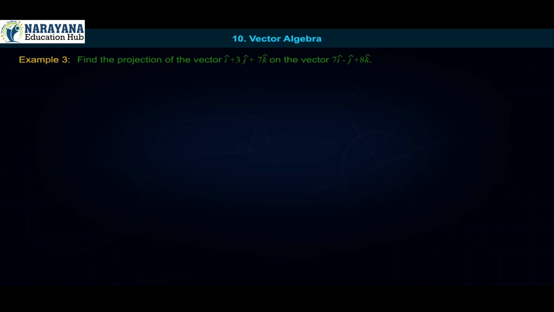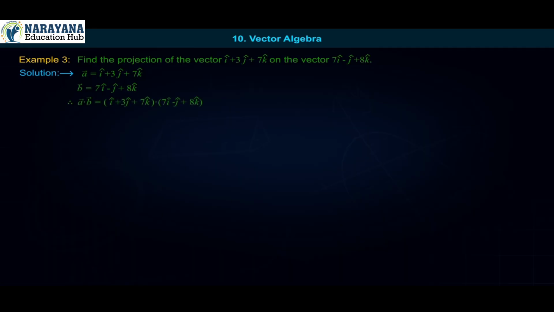Find the projection of the vector i cap plus 3j cap plus 7k cap on the vector 7i cap minus j cap plus 8k cap. Solution. Vector A is equal to i cap plus 3j cap plus 7k cap. Vector B is equal to 7i cap minus j cap plus 8k cap.